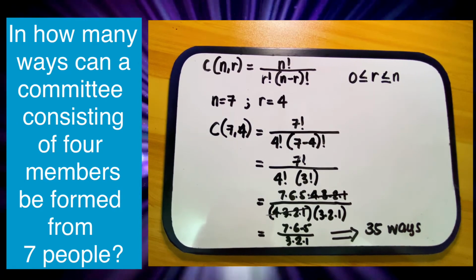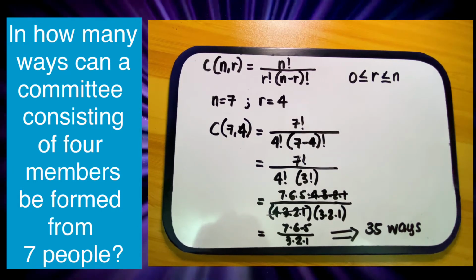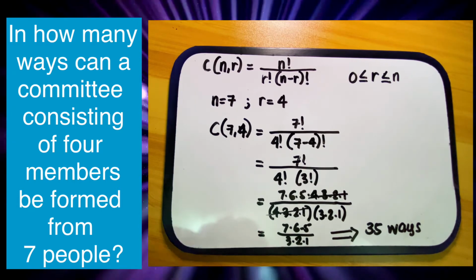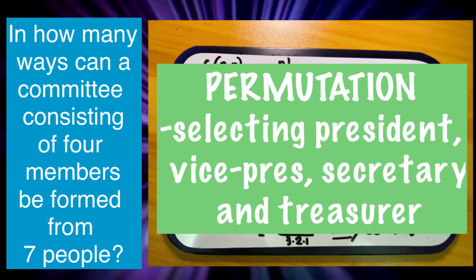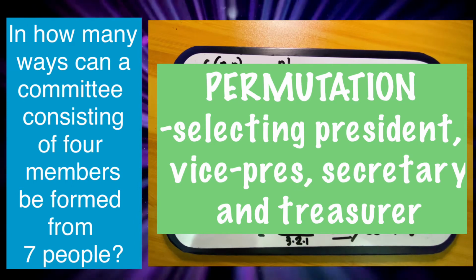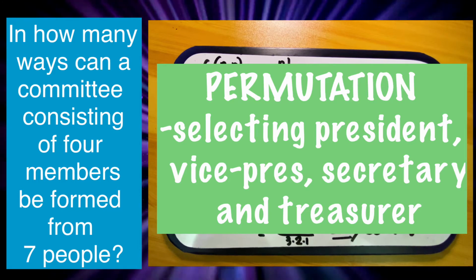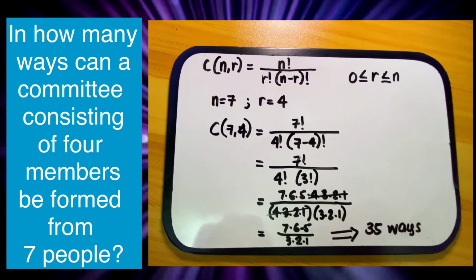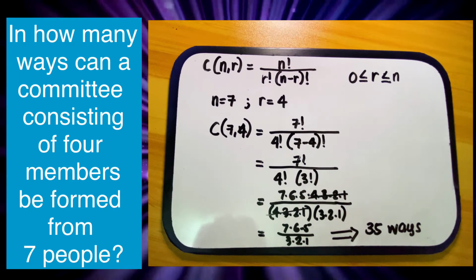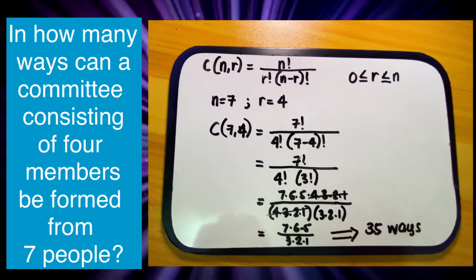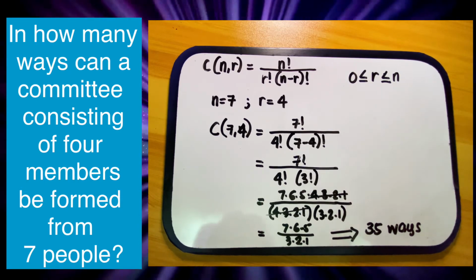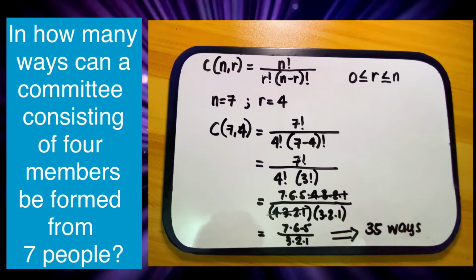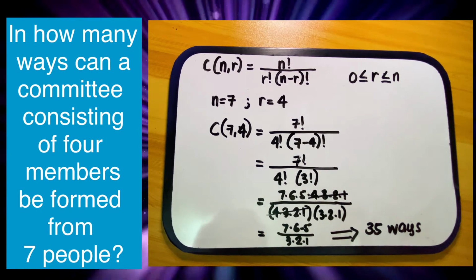Okay, so when can we say that a situation or problem is a combination or a permutation? For example, in the permutation, we have to select 4 members consisting of president, vice president, secretary, and treasurer, so 4 officers. In the combination, there's no specific position. They just select 4 members. So that's the difference of the two. In the permutation, we have the position of each member. In the combination, there are no specific positions, just 4 members.